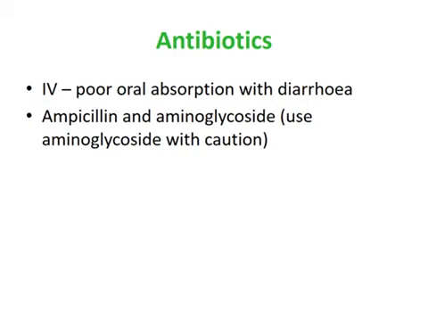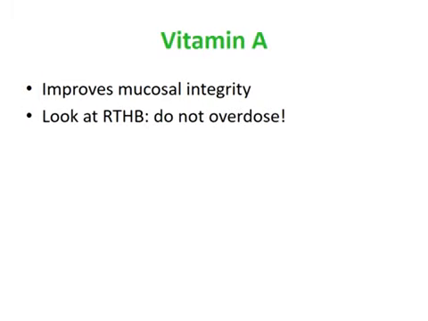If you are going to give antibiotics, it's better to go IV in the initial phases, because with the oral route, the absorption is quite poor. Our first line choices are generally ampicillin and an aminoglycoside, so gentamicin, but keep in mind that gentamicin is nephrotoxic. So if you have a patient with severe dehydration where you suspect acute kidney injury, you might want to avoid gentamicin.